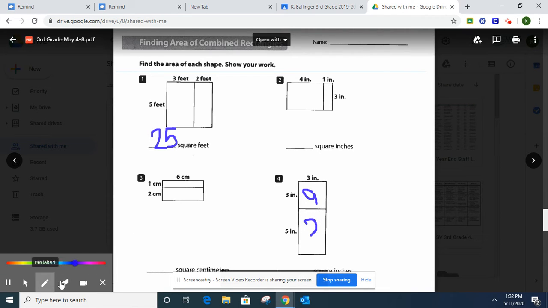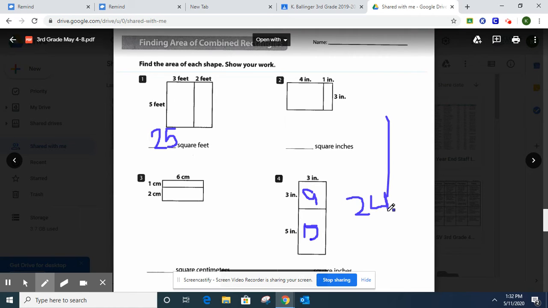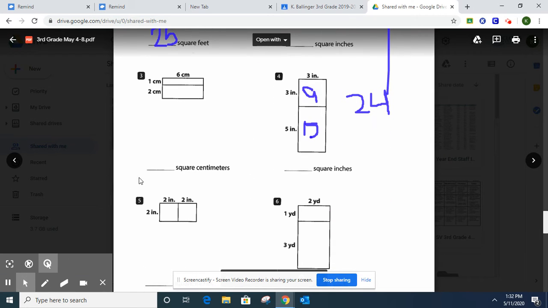So I was looking at the 9. 5 times 3 is not 27. 5 times 3 is 15. So you can do it this way and then add the 15 and the 9 and get 24. Or you can just add these two on the side. 5 plus 3 is 8. And then 8 times 3 is 24. Either way, your answer is going to be 24 square inches, and that's because it's measured in inches.